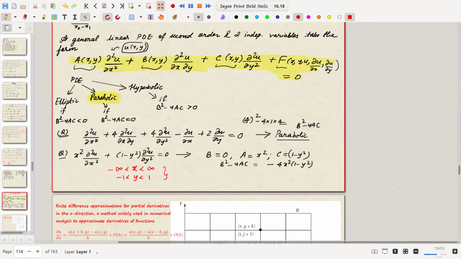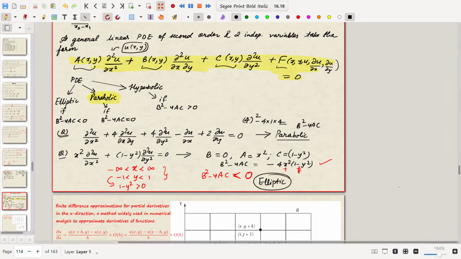Can you now use this constraint to think what should be the sign of b square minus 4ac? Since x square is positive, 1 minus y square will always be positive because y is between minus 1 and 1. So b square minus 4ac will be less than 0. If b square minus 4ac is less than 0, what kind of equation is it? Yes, now you have found the type of this PDE.